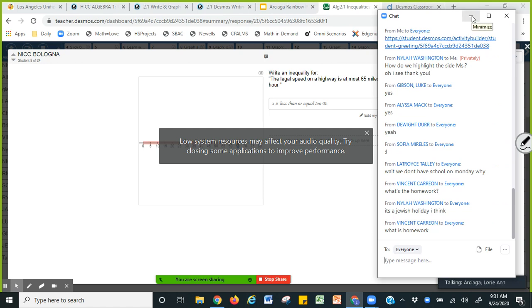All right. What is homework? Vincent asked. They are in the chapter 2 folder. They're labeled 2.1. Yes.